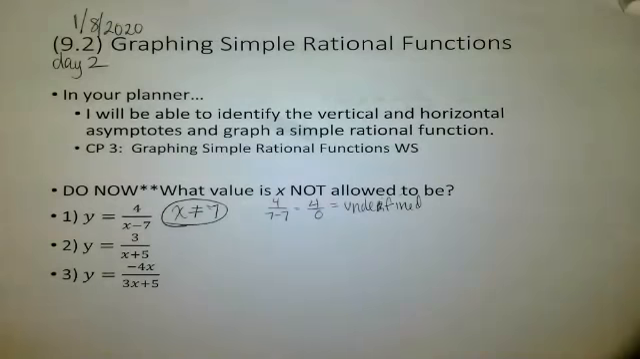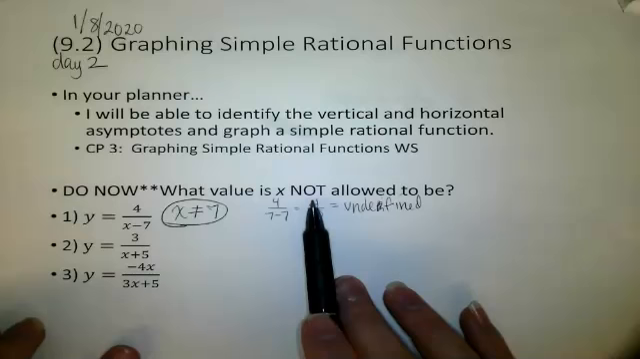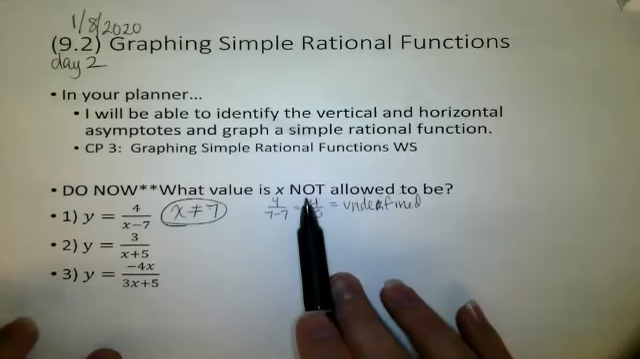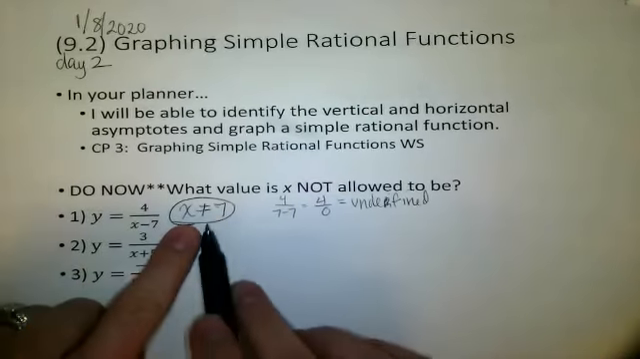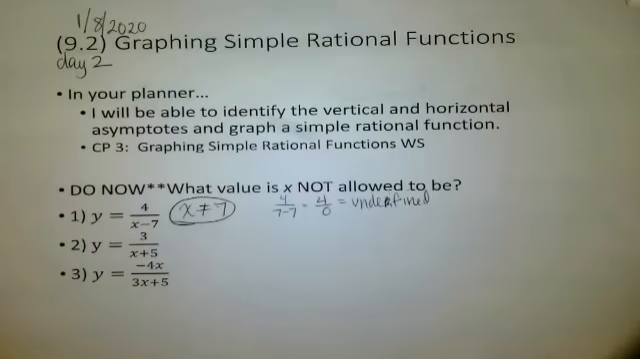Graphing simple rational functions. Today we're doing a little bit of graphing today. And a lot of what we're graphing comes from some things we already know. We've talked about this before, what x is not allowed to be. And it turns out that when we know this value of what x is not allowed to be, it creates a reference for us graphically. And it's called an asymptote. And in this case, it's a vertical asymptote. And we'll talk more about that.